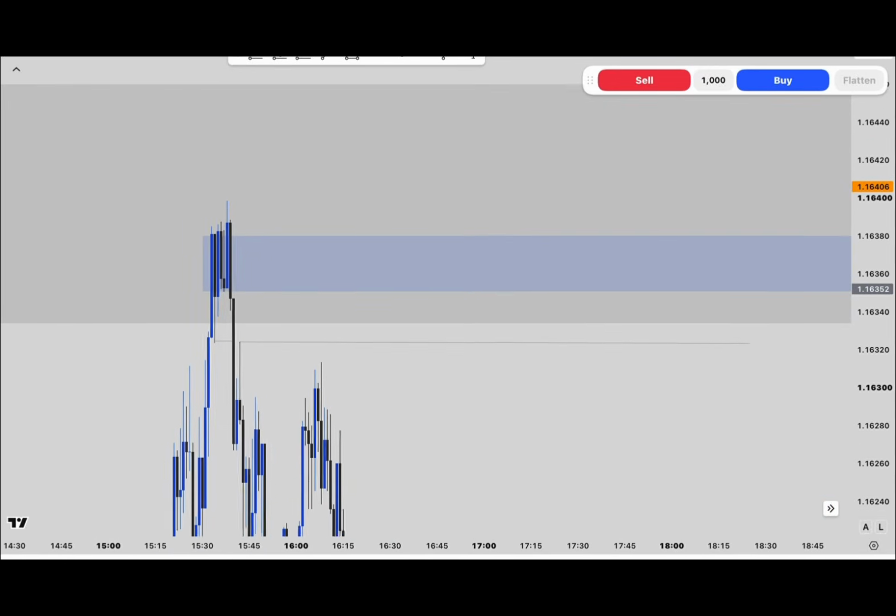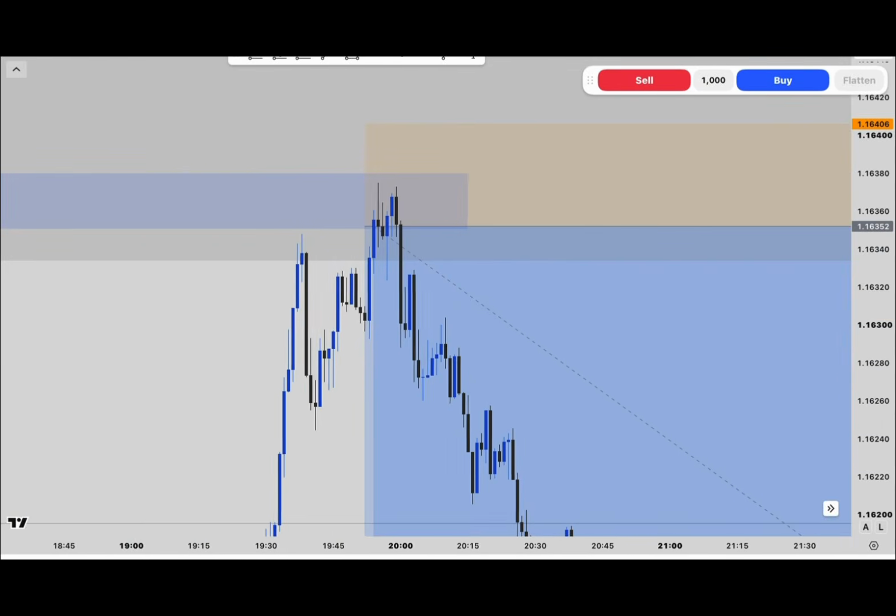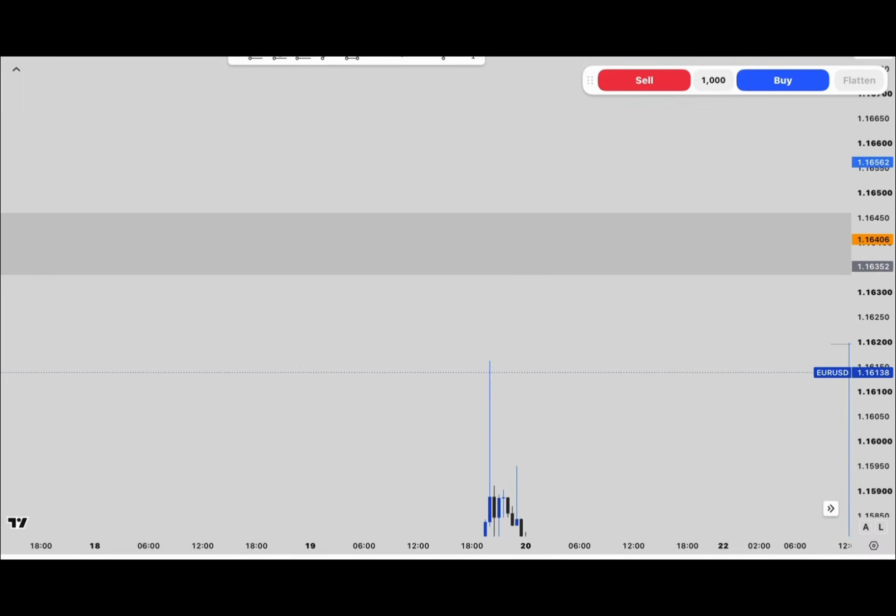Now if you scale down to the 1 minute time frame, you can see the beautiful internal market structure shift, the beautiful inducement liquidity, and the beautiful order block I simply made use of for my entry. And as you can see, immediately price tapped into that 1 minute order block, it started dropping massively.